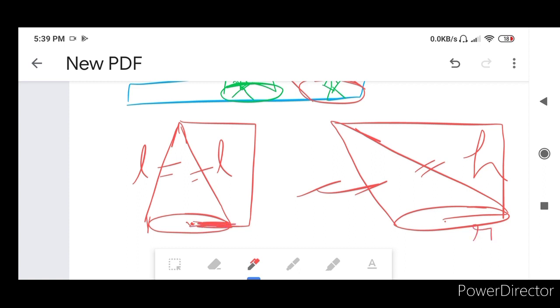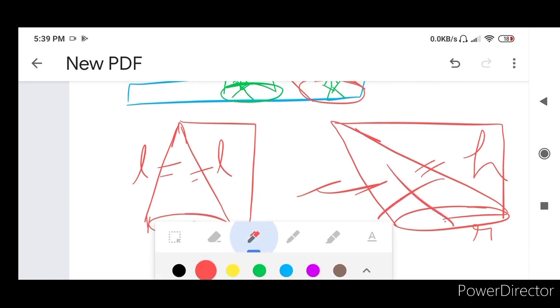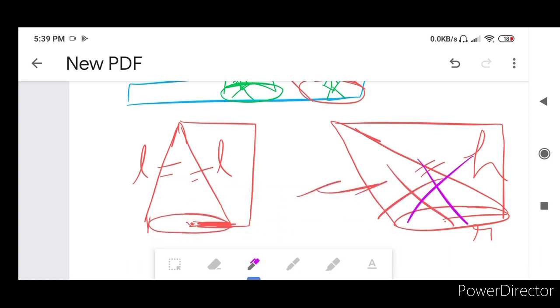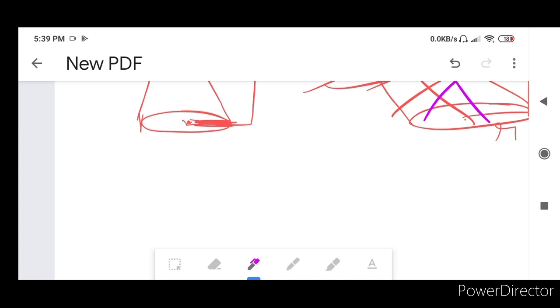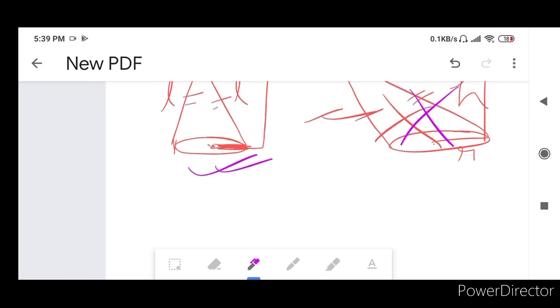So this is not a right circular cone. This is not a right circular cone. So this is the right circular cone. In class 9 basically we will be talking about the right circular cone only. In future classes we will be talking about other types of cone. That would be a very interesting topic to understand.